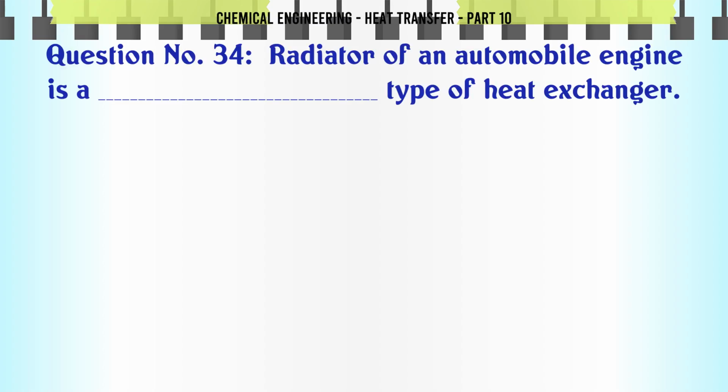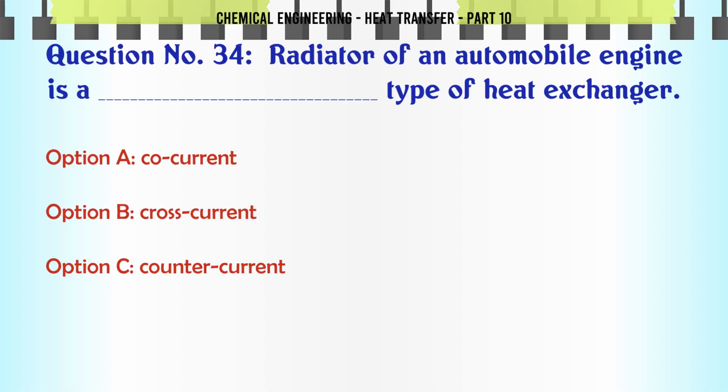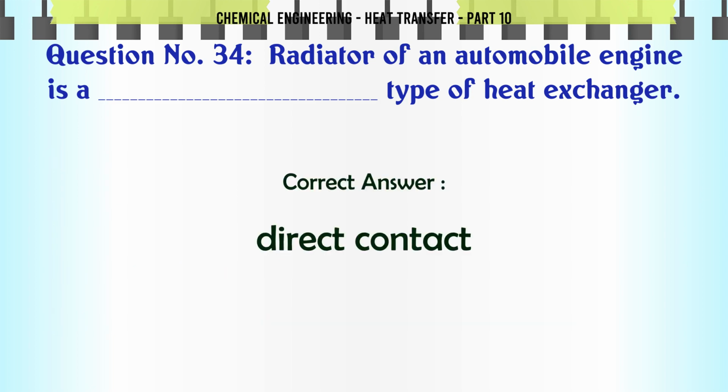Radiator of an automobile engine is a type of heat exchanger: A. Co-current, B. cross-current, C. counter-current, D. direct contact. The correct answer is direct contact.